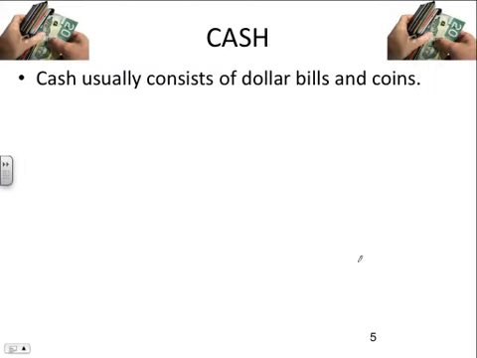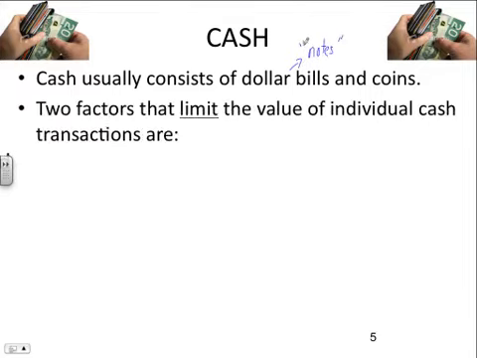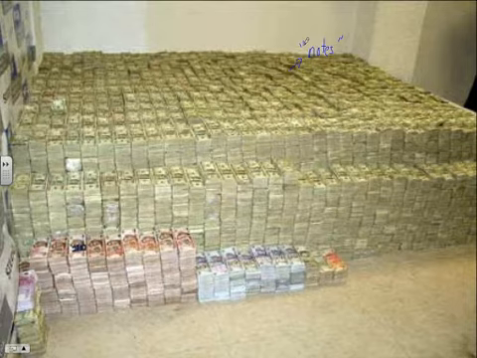Cash usually consists of dollar bills and coins. Dollar bills, we refer to them as notes, believe it or not. And some of you will see this if we do the counterfeit detection. Two factors that limit the value of individual cash transactions are, first, portability. Cash is not very portable.